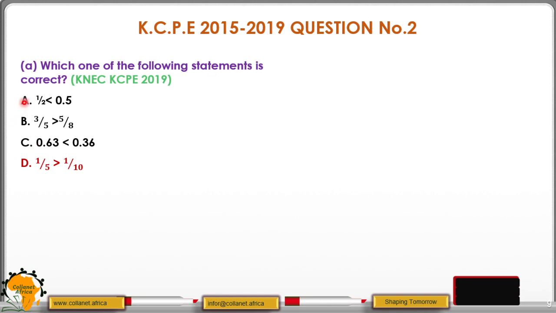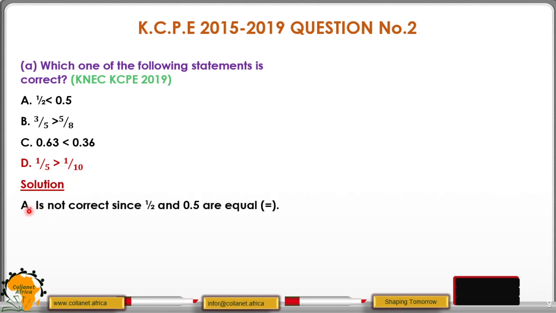Then we have the first statement, A, 1/2 is less than 0.5. B, we have 3/5 is greater than 5/8. Then C, we have 0.63 is less than 0.36. Then we have D, a fifth is greater than a tenth.